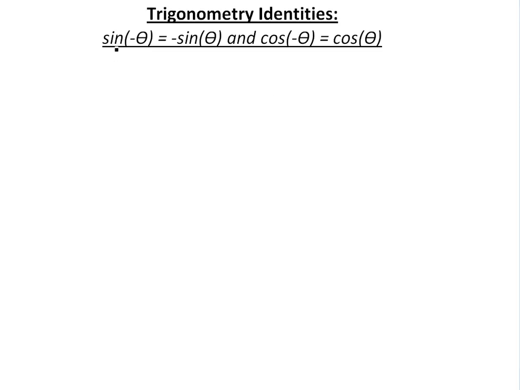Look at sine of a negative angle: it equals negative sine of the angle, and cosine of a negative angle is basically the same as cosine of the angle. This one's pretty easy to prove, and it's pretty intuitive. If you just look at the graph, you can tell that it should be true.